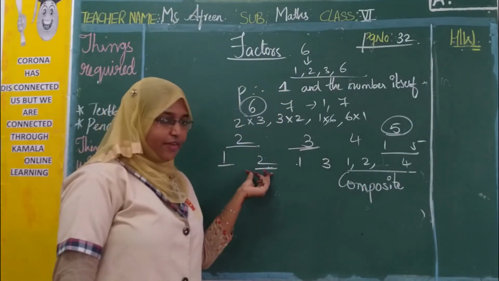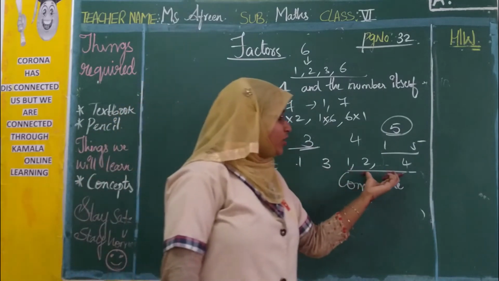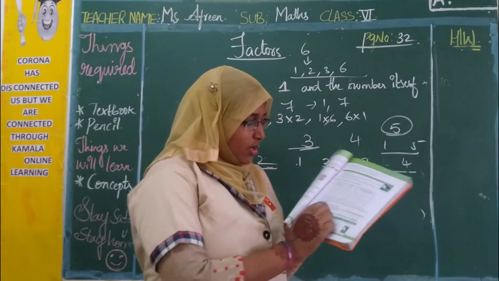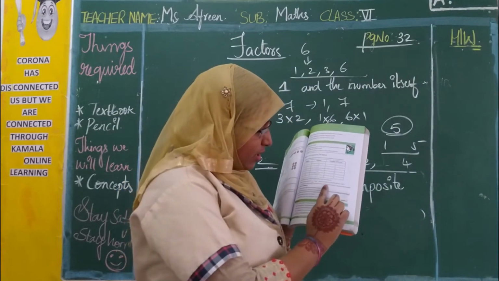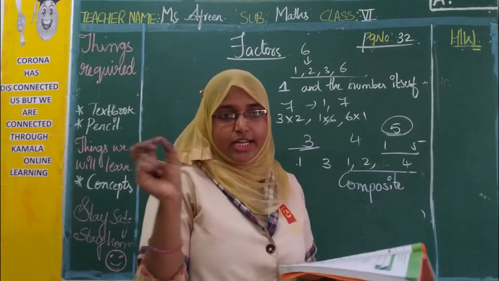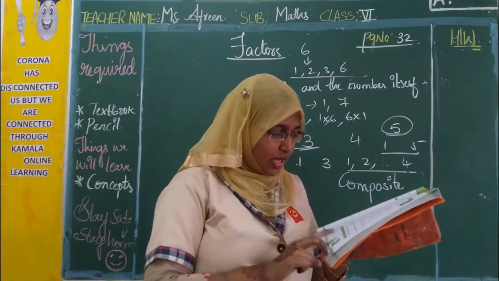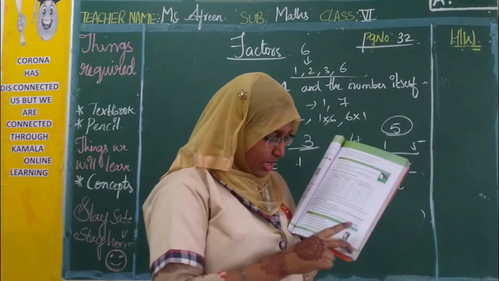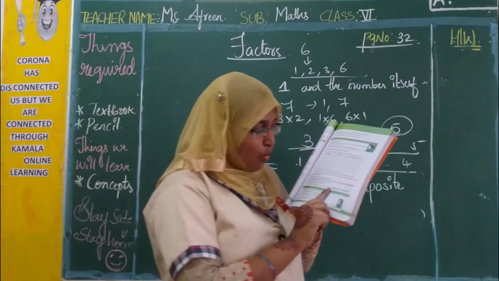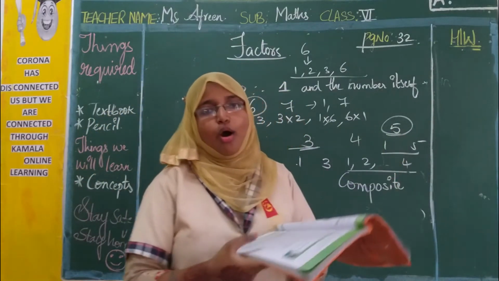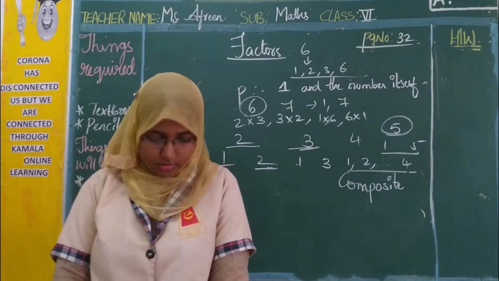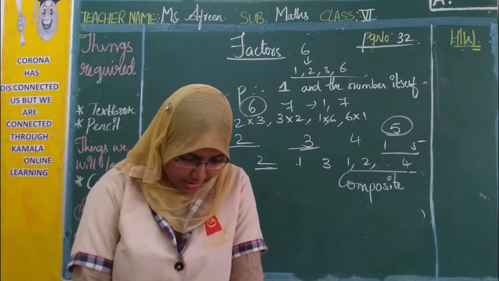Having 1 and itself as the only factors, then it is a prime number. Having more than 2 factors is called a composite number. So please write these 2 as your definitions. The numbers whose only factors are 1 and itself are called prime numbers. Keep the side heading prime number and write down the definition, and then keep the side heading composite number, and then write down the definition. And one more important point you can note down: 1 is neither prime nor composite. 1 is not a prime number and not a composite number. Okay. I hope it is very clear, students.